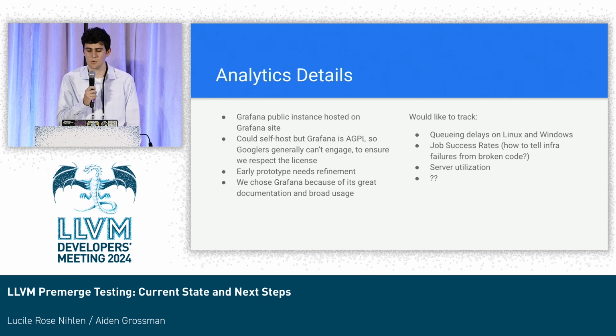And then we ended up choosing Grafana because it has good documentation. It's pretty much an industry standard at this point, and it has broad usage. So we're looking at tracking things like queuing delays on Linux and Windows, and run times, which will correlate with queuing delays to make sure that jobs are actually taking a reasonable amount of time. Job success rates, so we can create metrics like if 95% of the jobs fail, then it's probably an infrastructure problem rather than problems with 95% of people's code. And then server utilization, just to make sure we're using resources appropriately and to help with capacity planning.